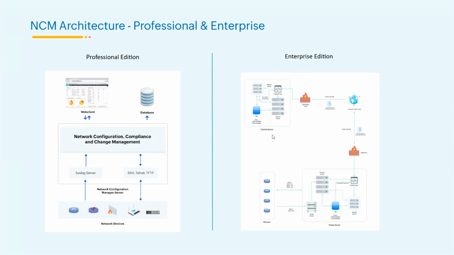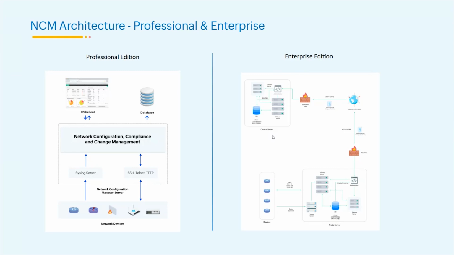You can see the difference that in the professional edition, you can deploy it to a particular server, and in that server, you can manage the network devices' configurations. But in enterprise edition, if you have a headquarters in one location, and many branches in diverse locations across the globe, you can utilize this enterprise edition, where you can deploy the central server in the headquarters and provide probe servers to the branches.